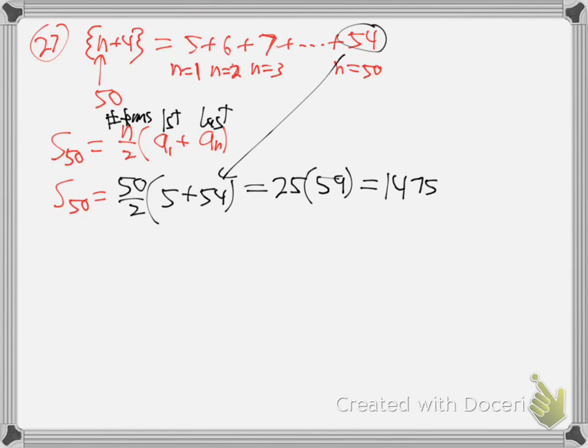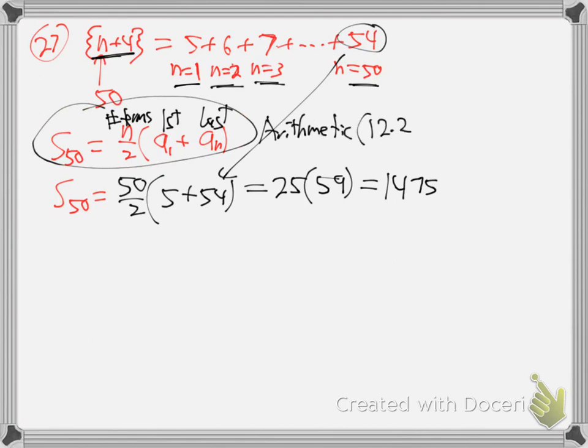Make sense on that? We okay on that problem? So I found the sum of the first 50 terms. I took this formula, I just plugged in 1, 2, 3, all the way to 50. Then used the S sub n formula. That's the arithmetic one, the one from section 12.2, last night's homework. Because this is an arithmetic sequence. Why? Because it's adding the same number. Arithmetic is adding, subtracting. You're adding the same number from term to term.